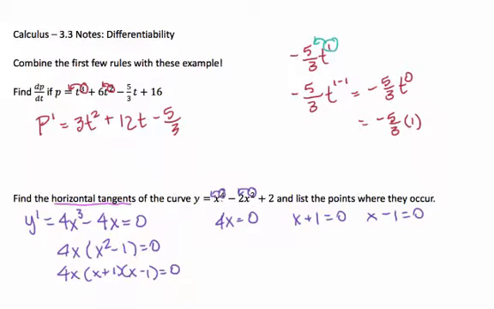So where do we find all of our horizontal tangents? We find all of our horizontal tangents at these spots. When x is 0, when x is negative 1, and when x is positive 1. That's it. Life just got so much easier.